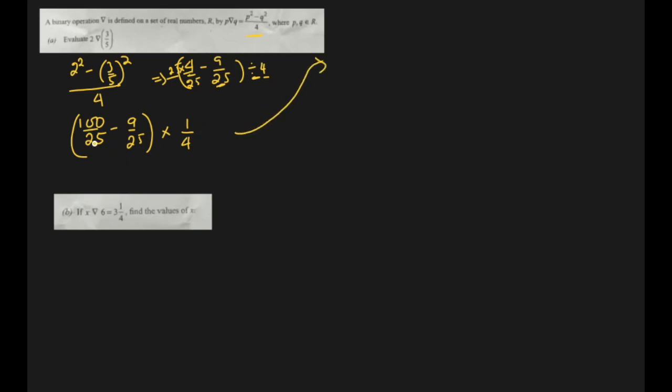So let's finish it here. 100 minus 9 is 91 over 25 times 1/4. So that will be 91 over 100. That is the answer. Second, if x operation 6 is 3 1/4, find the value of x. So again we will use the same, x square minus 6 square over 4 is equal to 3 1/4. Let's change it to an improper fraction. That will be 4 times 3, 12 plus 1, 13 over 4.